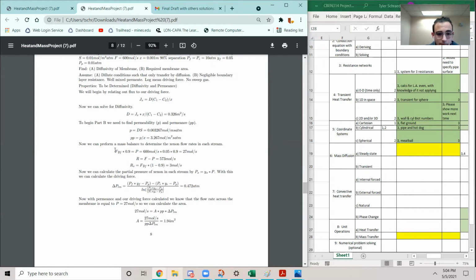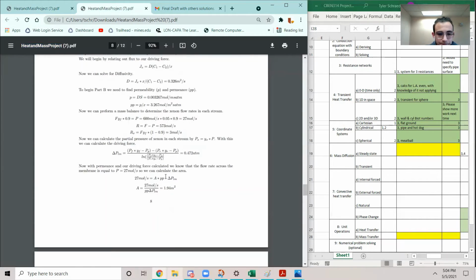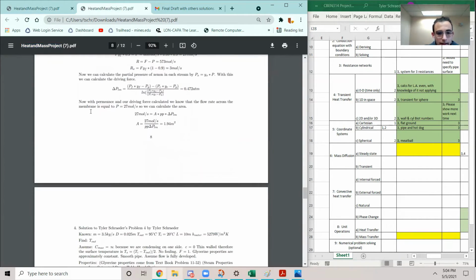And then from there, we set up our mass balances to determine the concentration of xenon in each solution. And then we calculate our driving force, which is log mean driving force. And then we just back out the area required to actually separate at our desired rate.